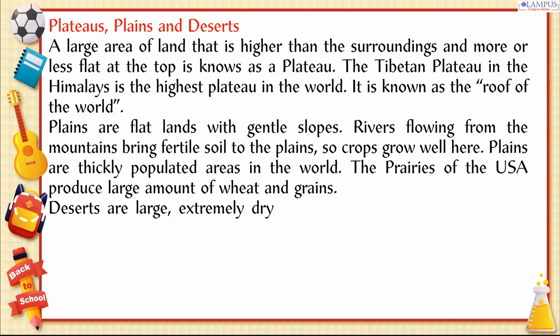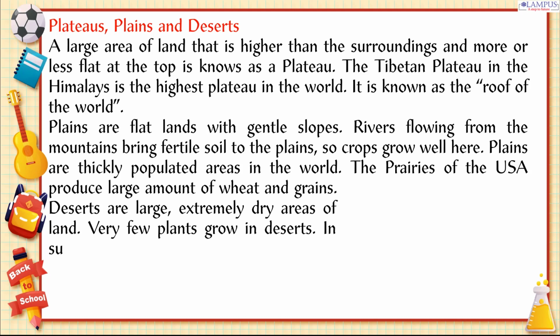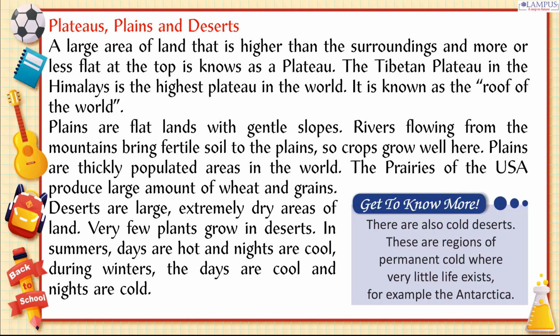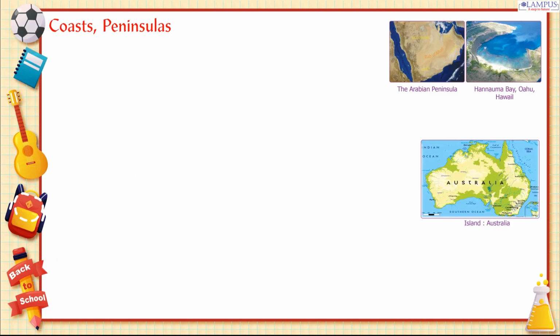Deserts are large, extremely dry areas of land. Very few plants grow in deserts. In summers, days are hot and nights are cool. During winters, the days are cool and nights are cold. Get to know more. There are also cold deserts. These are regions of permanent cold where very little life exists. For example, Antarctica. Coasts, peninsulas, bays and islands.